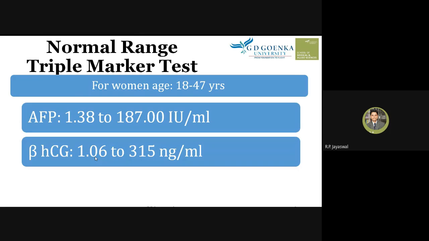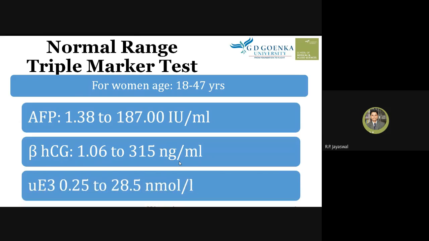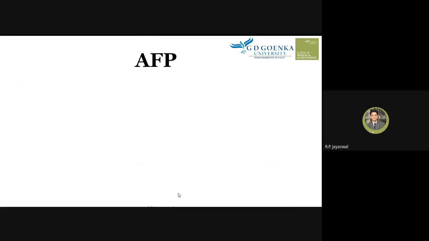Second is beta HCG. H means human, C for chorionic, G for gonadotrophin. The normal range here is 1.06 to 315 nanogram per ml. And the third is the estriol test, written as uE3, a capital E and 3. The normal range is 0.25 to 28.5 nanomole per liter. So these are the reference ranges for the triple marker test, the triple marker we need to do.